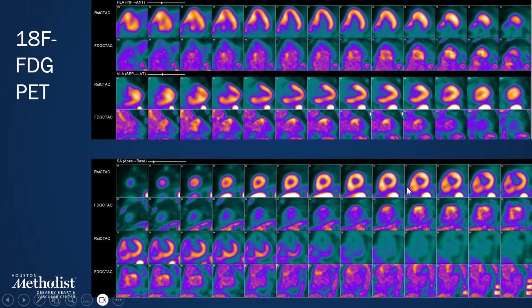But as we go further into the septum, i.e. the mid-cavity level, there's a bit of perfusion defect in the septum and inferior wall, but it's sort of punctate and focal, and it's not in a distinct coronary artery distribution.